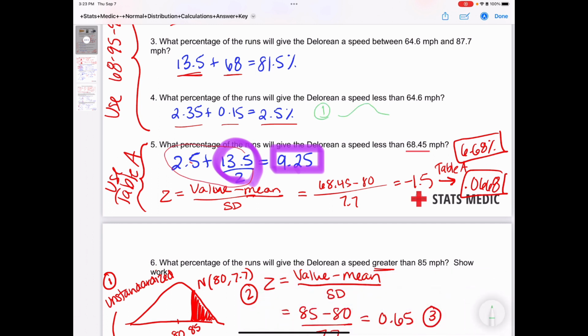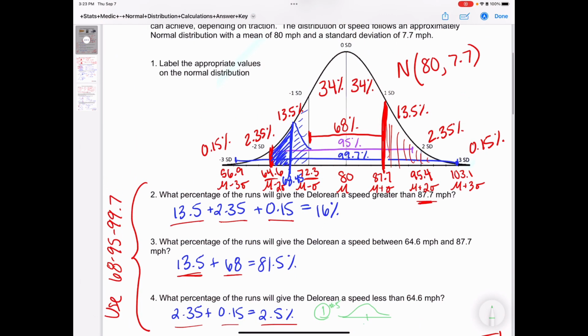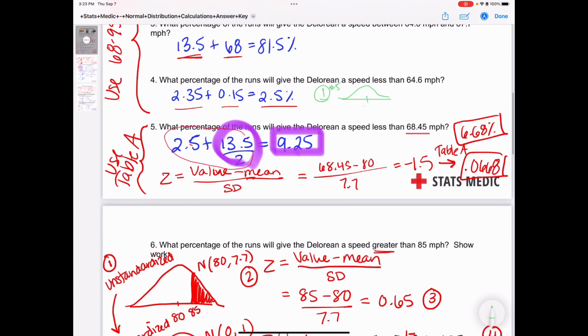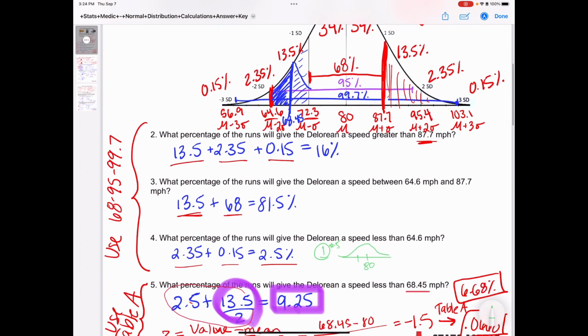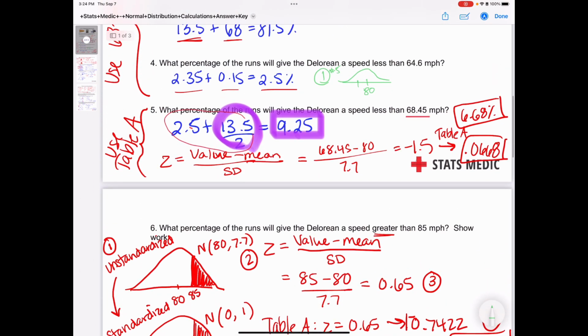So for this one, I'm going to do number 5's picture. This is number 5. I would just do this here. And it says, remember the speed, the average speed was 80. And this asked for less than 68.45. So I know that that's going to be a little bit more than 1 standard deviation away. Shade, that's the what percentage. So that's first, a picture.